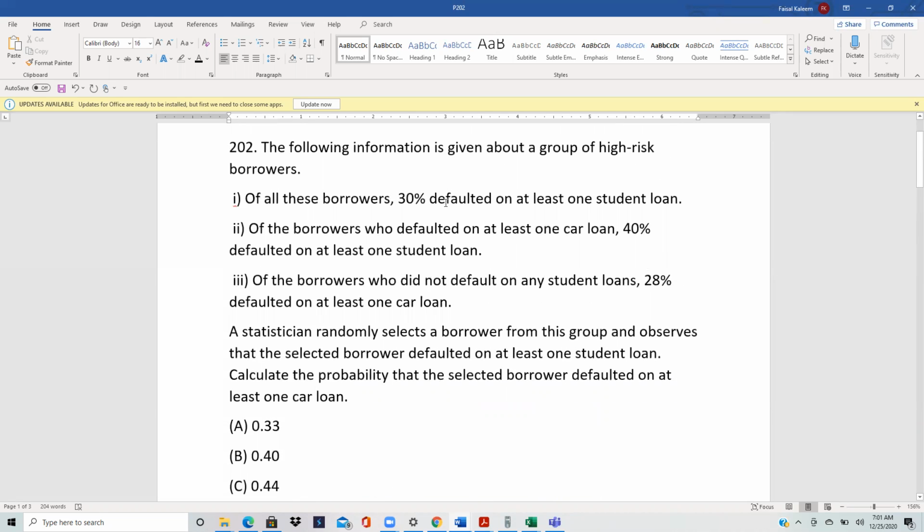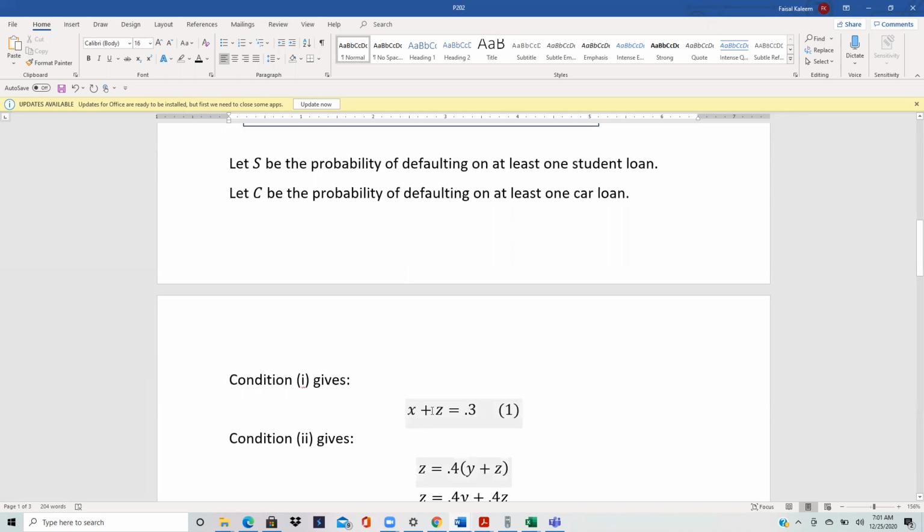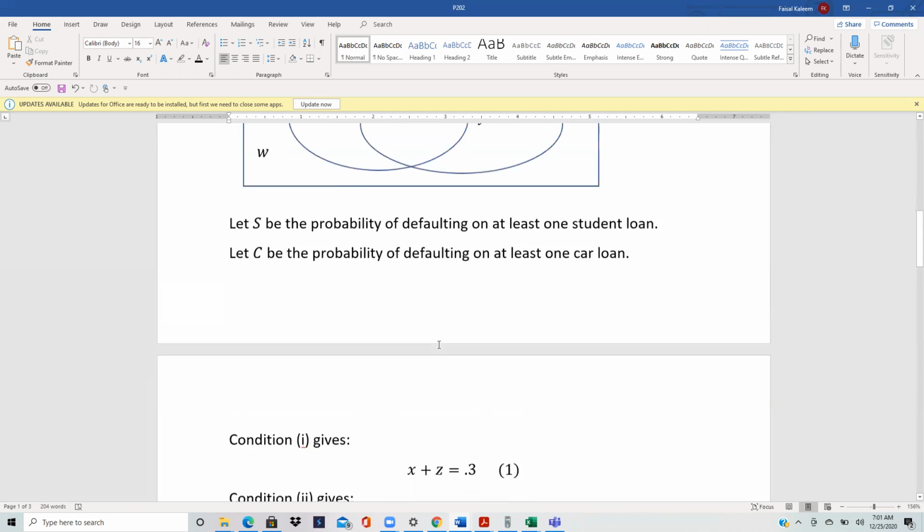The first condition says that 30% defaulted on at least one student loan. So student loan is X plus Z. So that means X plus Z is 0.3. That's what condition 1 gives.